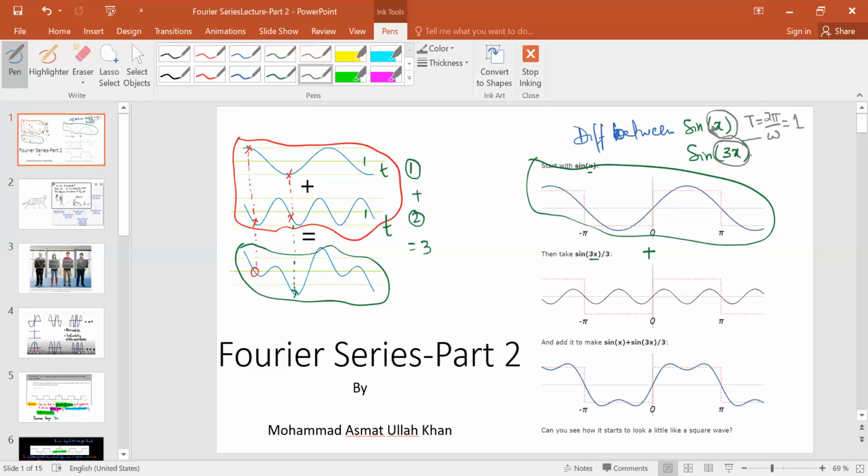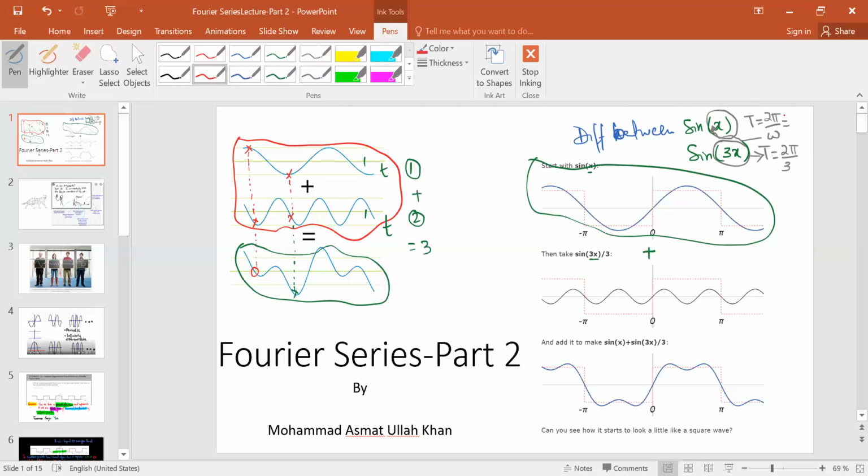Whereas the time period for this one, which is sine 3x, is T equal to 2 pi by 3. So you can see very clearly there is a difference in the time period. The time period of this one is, I just made a mistake, it's not 1 actually.